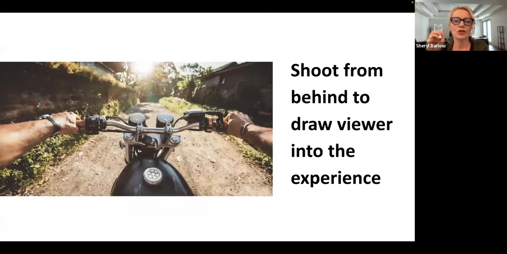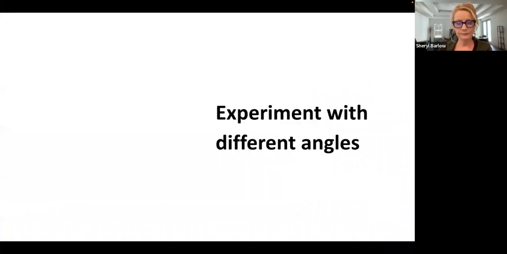Shoot from behind to draw the viewer into the experience so that they feel a part of what you're experiencing. As in this motorcycle photo, you feel like you are the rider going down the road. That's a fun way to make it more interesting. And then experiment with different angles.